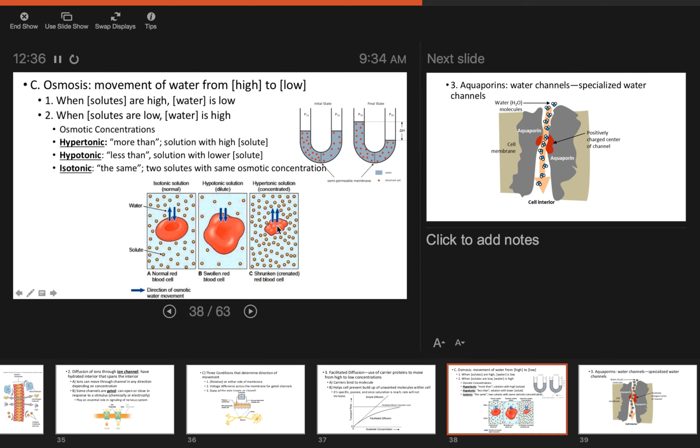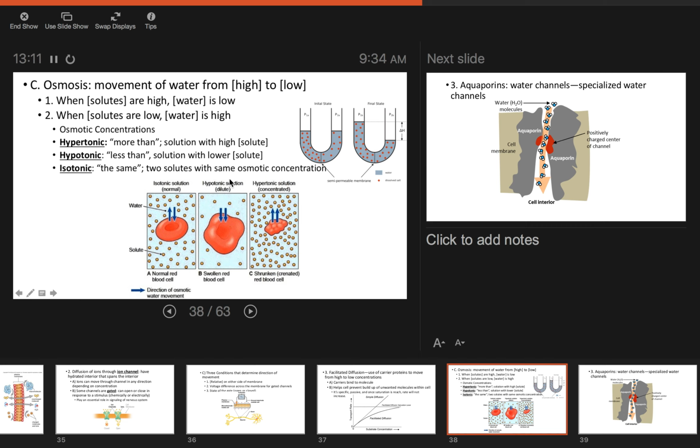So water always moves from high to low. So water will leave the cell. And as a result, instead of being a nice donut-shaped red blood cell, the red blood cell shrinks and shrivels up because water is moving from high to low. It's leaving the cell. So we call that hypertonic solution. And one way I remember hypertonic solution, where the cell shrivels or shrinks, is that small children are hyper. And so think of the cell as a small child. It's small, and hypertonic solution. So yeah, that's one way I remember hypertonic solution means the cell is going to shrink.